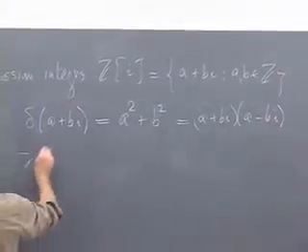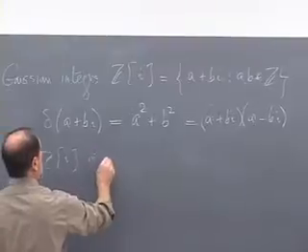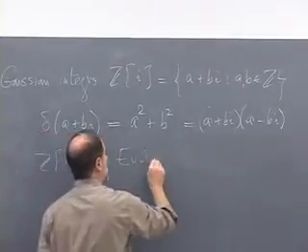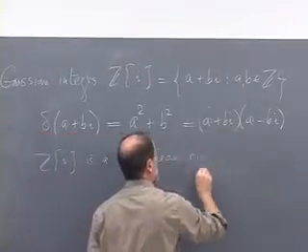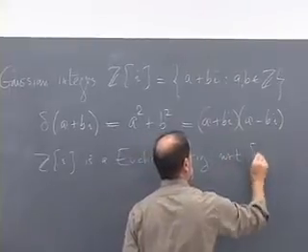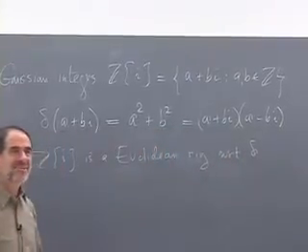So Z of i is a Euclidean ring with respect to delta.